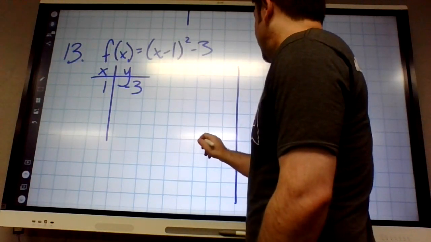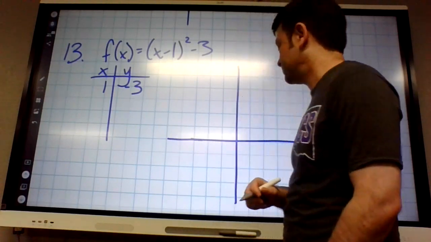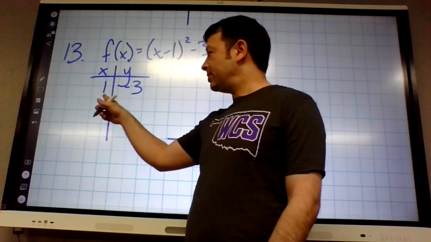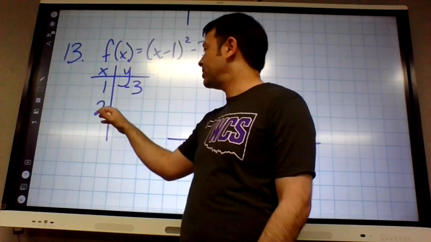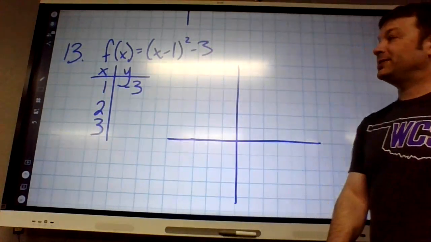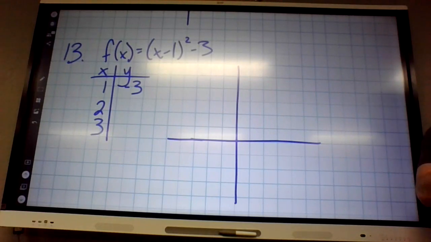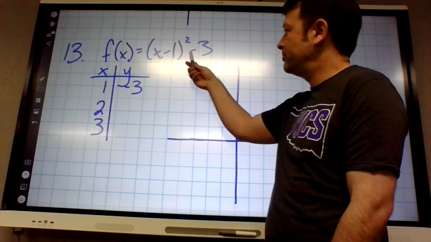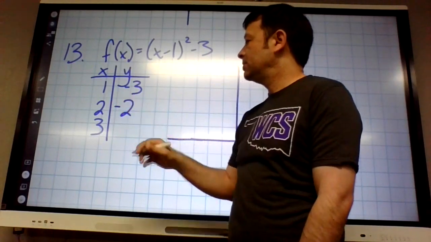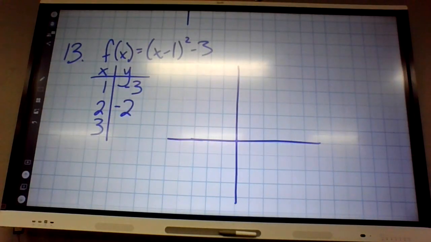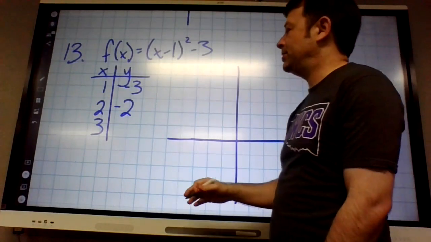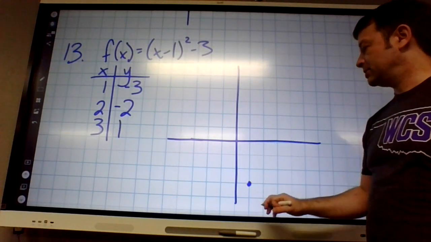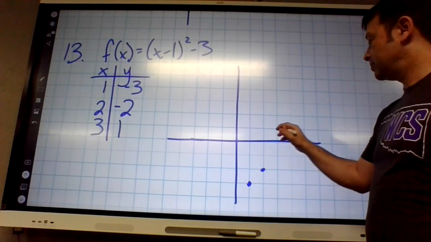What would be some good x values for me to plug in? 0, -1. Or 2 and 3, either one. You guys can choose. It's probably easier to plug in positive numbers, with less chance of making a mistake. If I plug in 2, I get 2 minus 1 is 1, squared is 1, minus 3. If I plug in 3, 3 minus 1 is 2, 2 squared is 4, minus 3. So 1, negative 3; 2, negative 2; 3, 1.